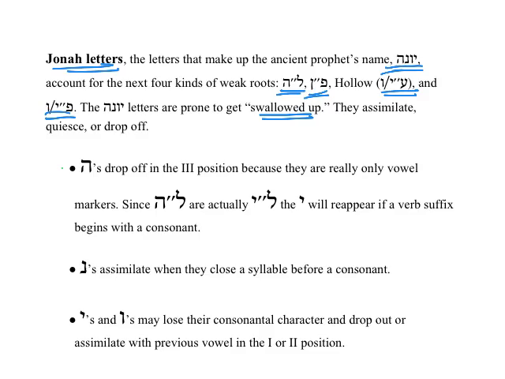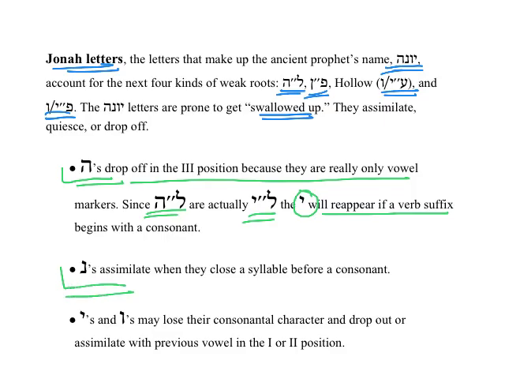So, for example, then, the hey drops off often under certain circumstances when it's at the end of a word. And in reality, lamed hey verbs are really lamed yod. And under certain circumstances, the yod will reappear. So we need to just be aware of the nature of hey as a marker, and under some circumstances, the yod that was really there that we can't see reappears.